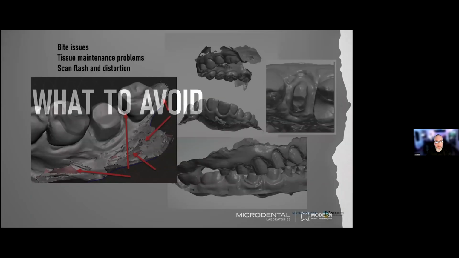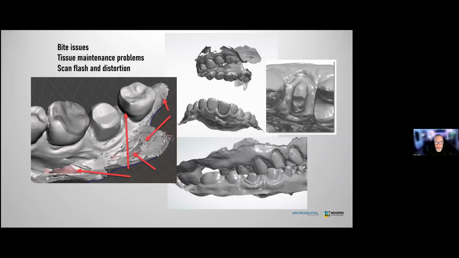What to avoid? So of course there's the obvious ones, and that's making sure that the bite is correct. And as you can see here, there's a lot of scenarios where the bites don't necessarily come through properly to the lab. You can see in the top right middle there, where this office took this scan, forgot to occlude them, and then when the lab got it, they were of course totally off, and we had to get a bite in there, or we could have printed those up and then hand articulated them, but that's not best case scenario.